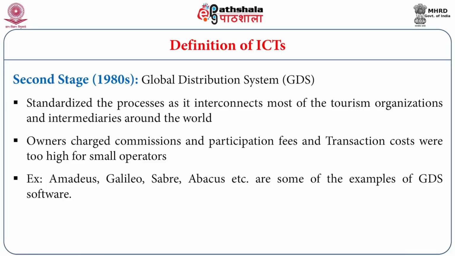So two major differences. One, all the tour operators and airlines were interconnected now. And also, in addition to air ticket booking, you can also book car rentals, hotels, or even bus or train bookings. That is the two main differences between the first stage and the second stage. Popular examples of second stage are Amadeus software, Galileo, Sabre, Abacus. There are many more, but these are the most famous softwares related to GDS.